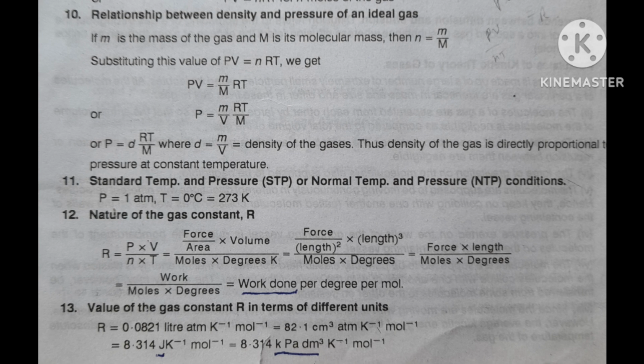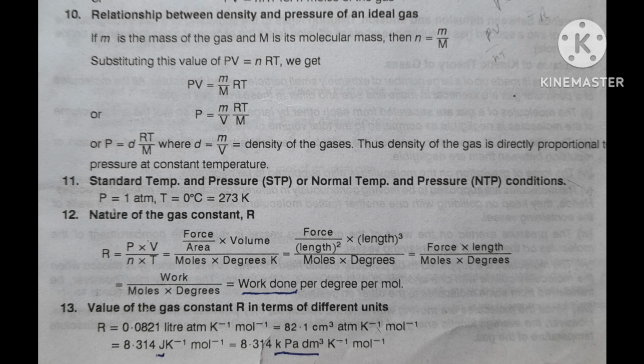Hence, in the place of force into length you can write W, capital W, and down is mole into degree. What will be the final unit of R? Then work done per degree per mole. Down was mole and into degree, then that is per mole per degree, it is common. And for work, write work done, then work done per degree per mole, correct? This relation you keep in mind: work done per degree per mole, that is the R.